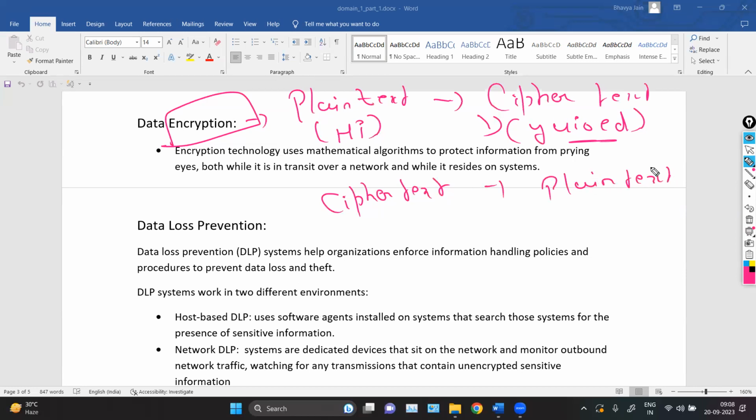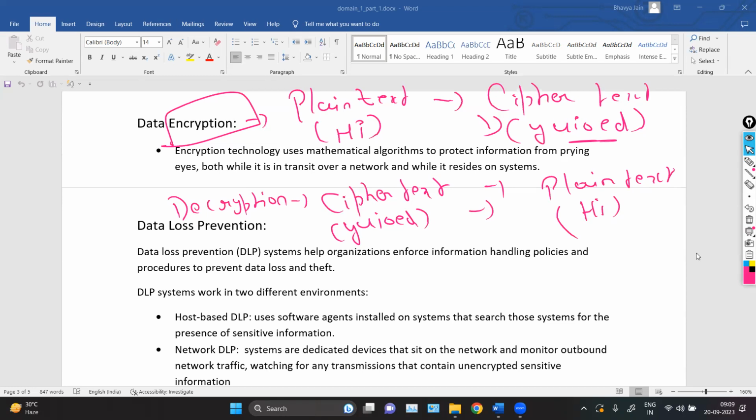Let's say we have the ciphertext. Now you are converting your ciphertext back into the plain text so that the user is able to read it. Only the authorized user can read it. That's data encryption, converting the plain text into ciphertext. And decryption is converting your ciphertext back into the plain text. This is known as encryption and decryption.